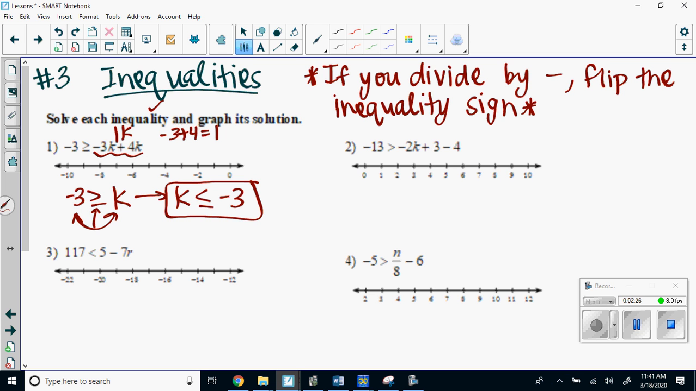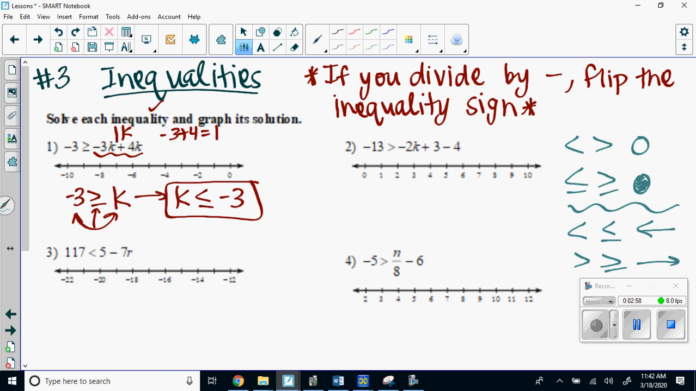Now we need to graph it. So a couple things you need to remember when graphing. If it says less than or greater than, you use an open dot. If it says less than or equal to, greater than or equal to, you use a closed dot on it. And then also, if it says less than or equal to, you shade to the left, because the arrows are pointing to the left. If it says greater than or equal to, you shade the line to the right.